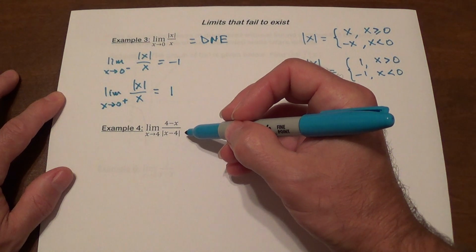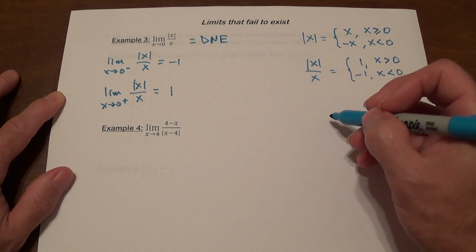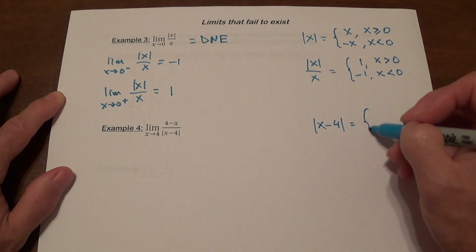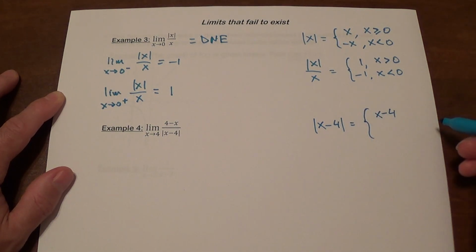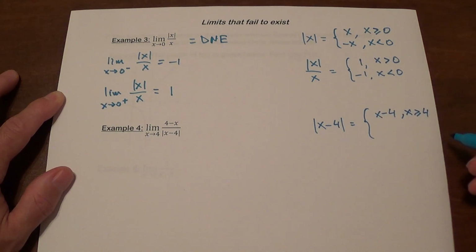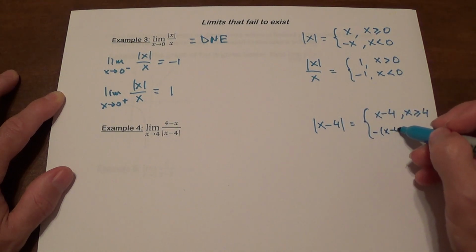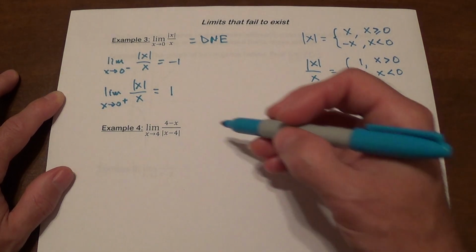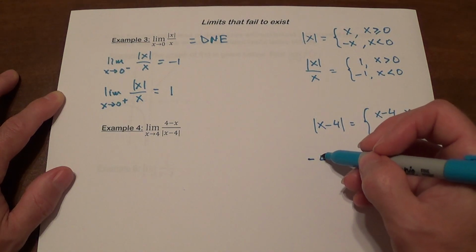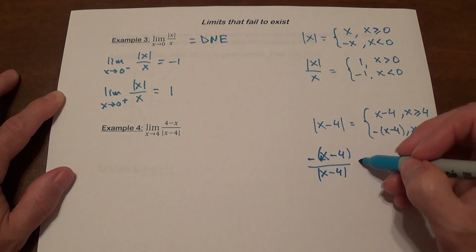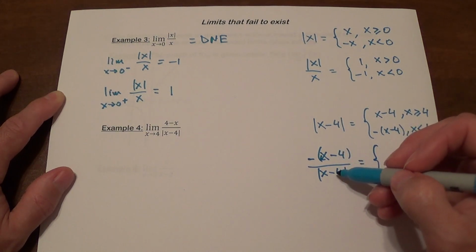A similar problem here. We have the absolute value of x minus 4. What do you know about that? The absolute value of x minus 4 is going to be x minus 4 if the value of x is greater than or equal to 4, right? What happens when it's less than 4? It's going to be the opposite of x minus 4 when x is less than 4. And now I want to note that 4 minus x is the opposite of x minus 4, so let me write that as negative x minus 4 divided by the absolute value of x minus 4.